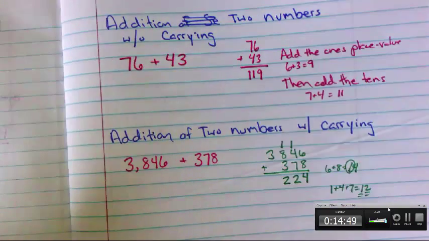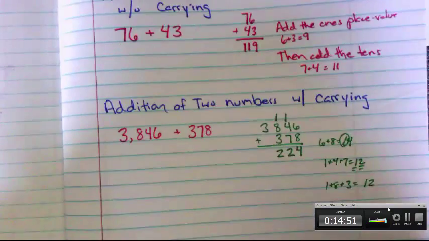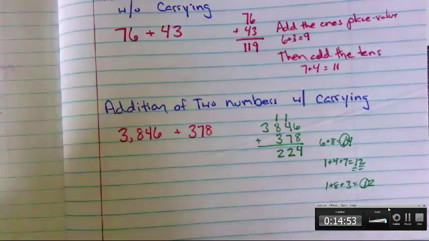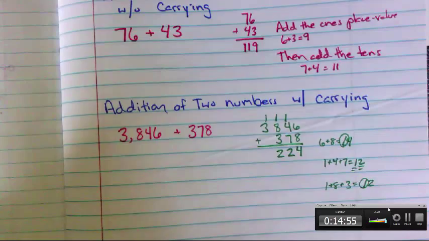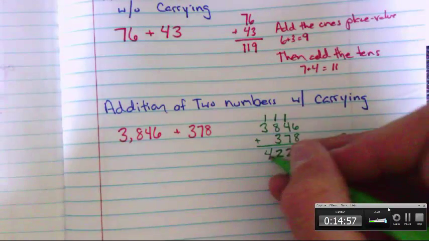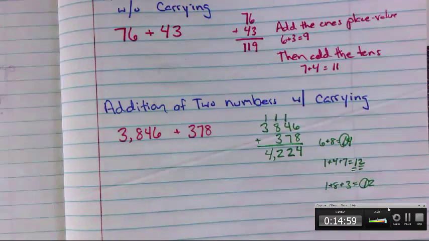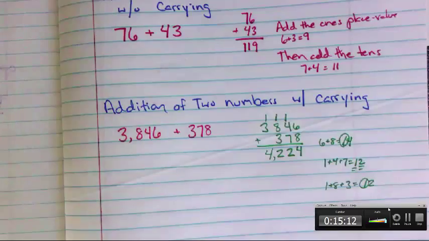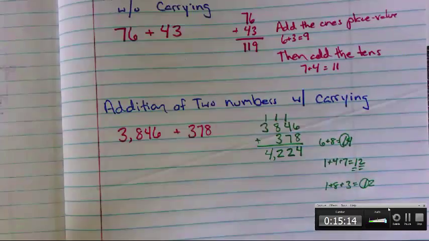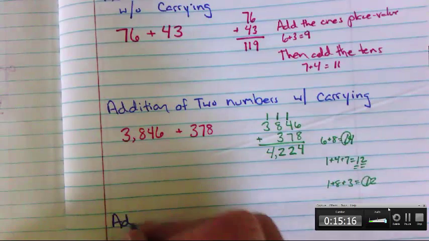And then we have 1 and 8 is 9. 9 and 3 make 12 again. So we can bring the 2 along, and then this 1 gets carried. And then the last addition is 1 plus 3 makes 4. So if you look at this, guys, we have 3,846 and 378. Those are our addends, and then our sum is 4,224.